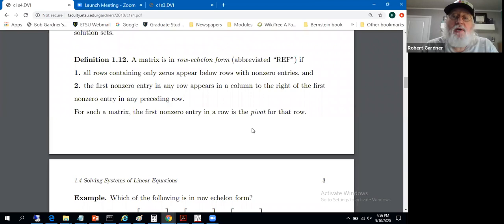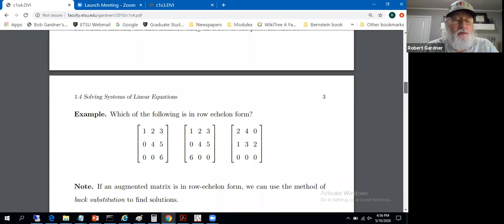And this is a claim about the location of pivots. The first one, no problem. You got a row of zeros, it has to be at the bottom for a matrix to be in row echelon form. The second one says the first non-zero entry in any row, so the pivot in any row, appears in a column to the right of the pivots in any preceding rows, is the implication. Let's illustrate that. So let's try to get this statement visible at the same time as we do the example.